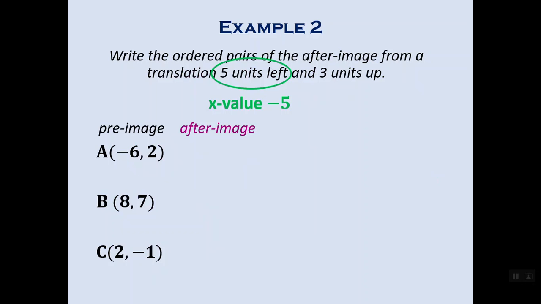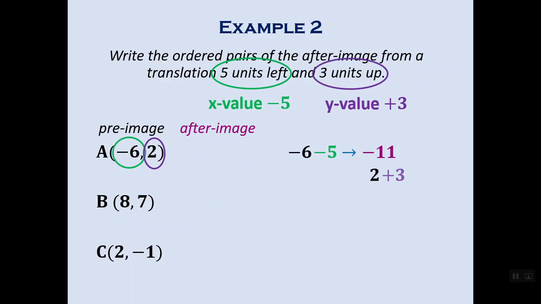In addition, we have to think about what's going to happen to the y value. So we're looking for the up-down, and this tells us 3 units up, so that means the y value is going to have 3 added to it. So let's go ahead and do point A. I'm going to start with the x value negative 6. So I'm going to take my negative 6 and I'm going to subtract 5. Negative 6 minus 5 makes negative 11. Then I'm going to take my y value of 2 and add 3 to it. That gives me 5. Therefore, I know my after image point for A prime is going to be negative 11, 5. Now you're going to go ahead and try B and C.